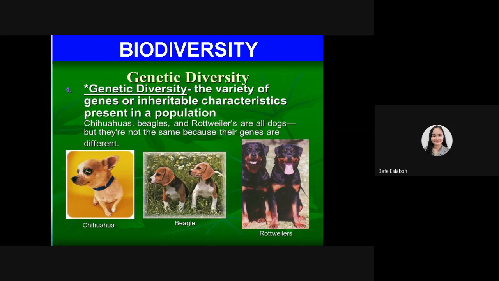These are all dogs, but they are not the same because their genes are different. So basically, in the picture, you will see that this Chihuahua has different physical features or genes than the Beagles, than the Rottweilers, and any other kinds of dogs. So this is a specific example of how you visualize genetic diversity. Although these are all dogs, it does not necessarily mean that they only have one physical appearance. In fact, there are many kinds of genes or breeds of dogs, like the ones that you can see in the picture.